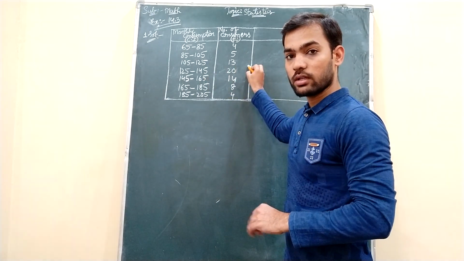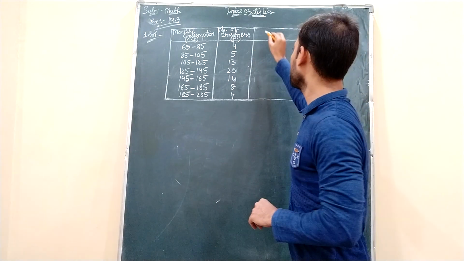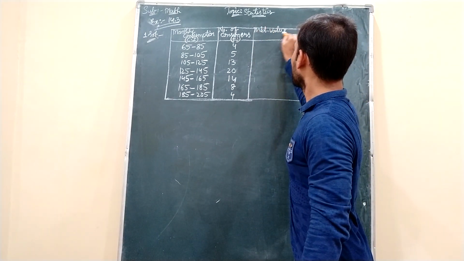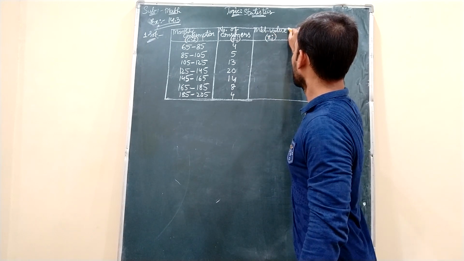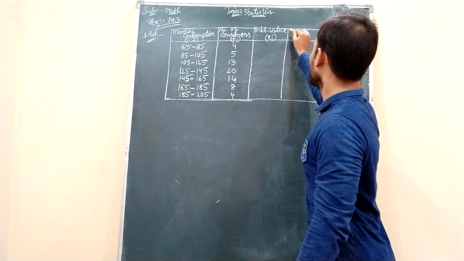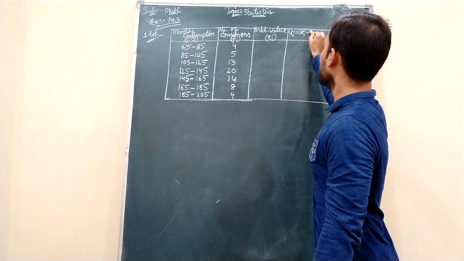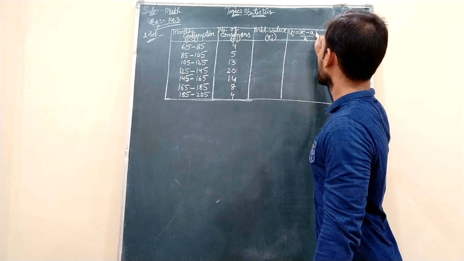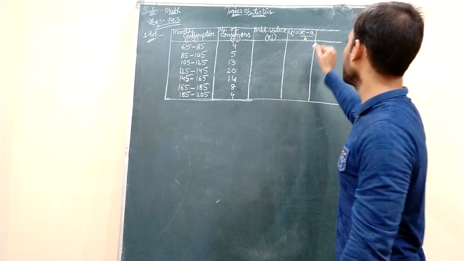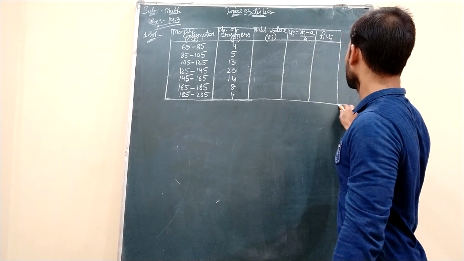After these two columns, the third column for calculating mean will be the mid value, that is nothing but xi. After mid values, we need to write ui. ui is equal to, remember the formula, xi minus a upon h. We just write the formula, but logically we will write the values under ui. The last one will be fi ui. Okay students?